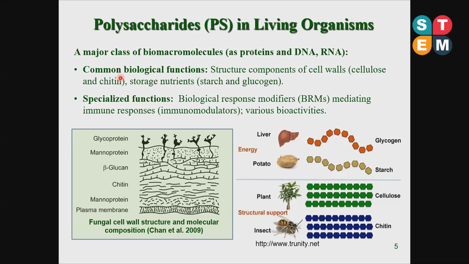The most common biological functions: there are two major functions. One, they are structural components of cell walls, such as in this fungal cell. You can see beta glucan and chitin form the major component of the cell wall structure. And then they also have another function, a nutrient function, like starch and glycogen. They are the major nutrients and energy source.